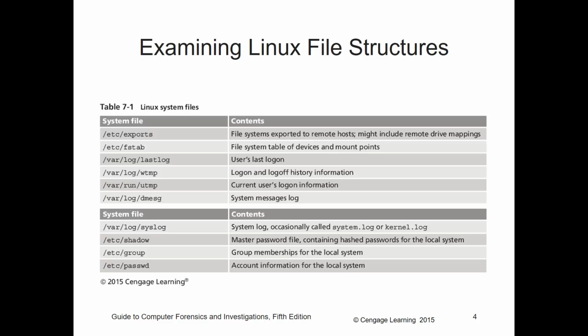For example, where is logon and logoff history information? Well, that's going to be under var, log, wtmp. If you want current login information about a current user, we're looking at var run utmp. If you're looking at account information, that'd be etc passwd. Group memberships, etc group. Again, this is not an exhaustive list. This is just common ones that you may have to interact with.